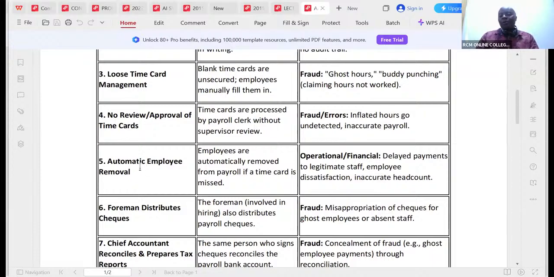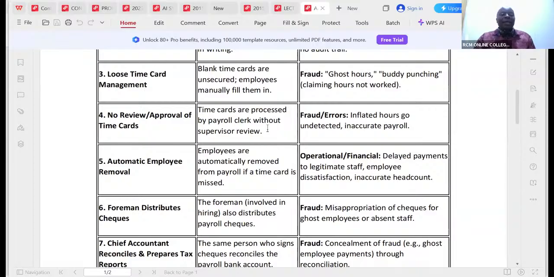Automatic employee removal. Employees are automatically removed from payroll if a time card is missed. The risk here is delayed payments to legitimate staff, employee dissatisfaction, inaccurate head count. Ladies and gentlemen, you can't tell me that simply because I was not able to drop my clock card into that bin, you are now holding on to my salary. Maybe I was sick. So the risk is delays in paying legitimate employees, which will lead to demotivation and employee dissatisfaction.